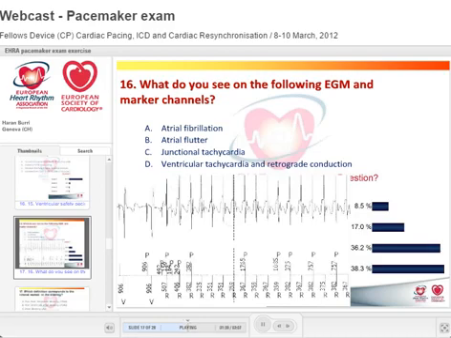The morphology of the EGM of tachycardia is completely the opposite of before. So you're talking about the ventricular EGMs. This is ventricular pacing, it's V, and this is R, ventricular sensing. So obviously the EGMs are going to be different.